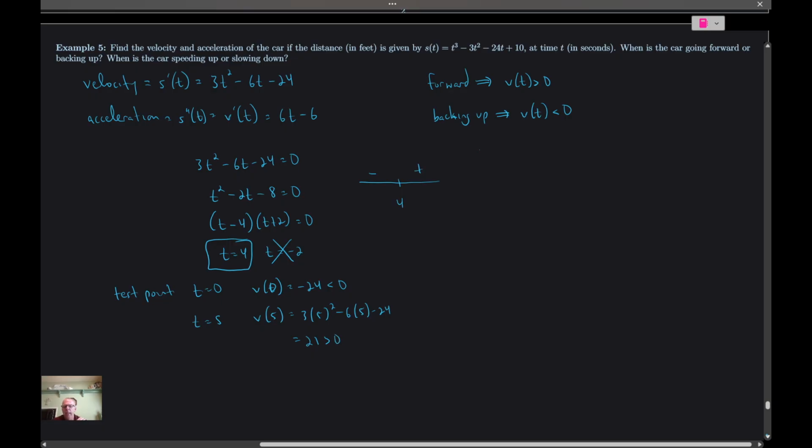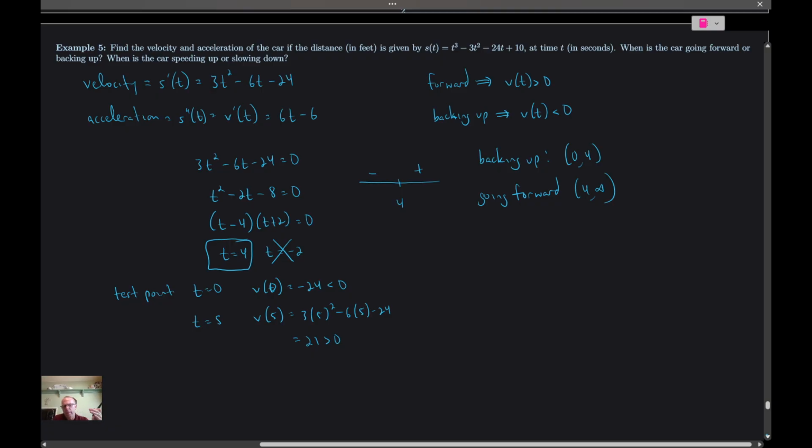So backing up from 0 to 4, stopped at 4 because the derivative is 0. And then going forward from 4 to infinity. So backing up at the beginning and then get to 4 seconds, and then you start going forward. All right, now let's look at acceleration.